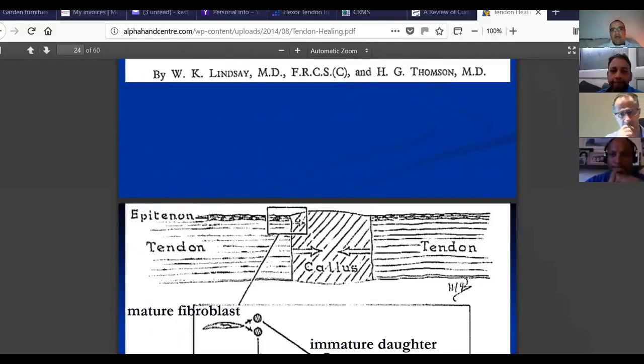Sometimes you can repair it in 2 stages. If it is a chronic injury, you can make a tunnel and then do the repair at a later stage. Is that something you've seen, Kashif? No, because the 2-stage repair is only for reconstruction.